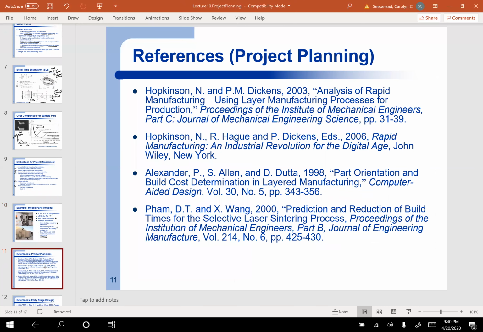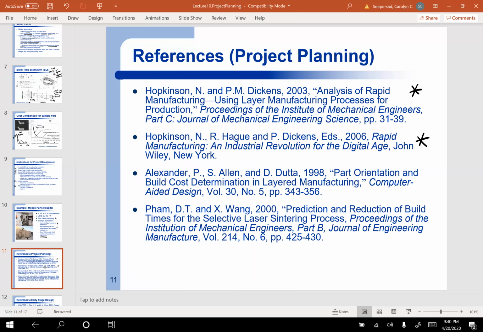So I'll just end with a look at a few of the references. I'll upload some of these. The Hopkinson Dickinson book is available as a digital resource through the library website, but I'll upload the other 2 papers as well in case you want to take a look. But most of the bulk of what is important we already talked about today in this reference.